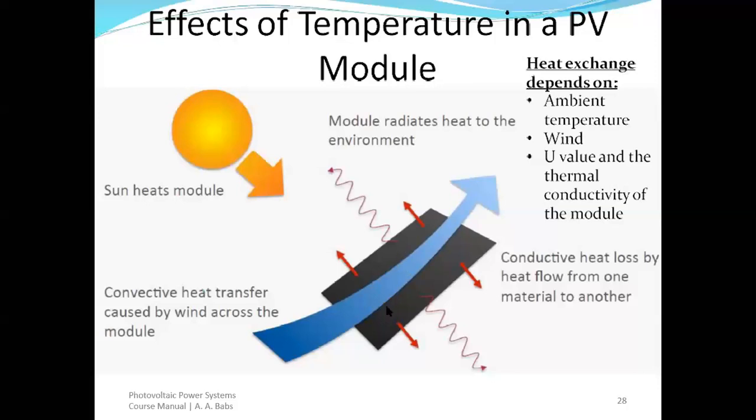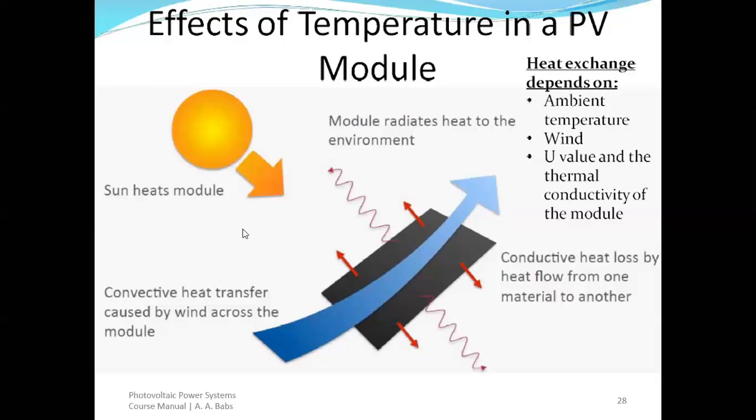When that happens, the module is just going to make use of what it wants to use from the sun, which is the solar energy, convert it to electrical energy, and then instead of the system being excessively hot, it won't be hot. The heat is going to be radiated to the environment. All right. Also, we have what we refer to as convective heat transfer caused by wind across the module. This is what I was referring to as the cooling due to convection.